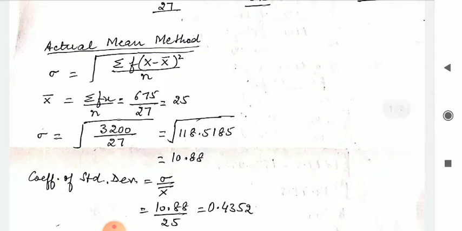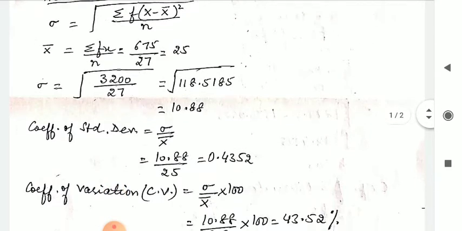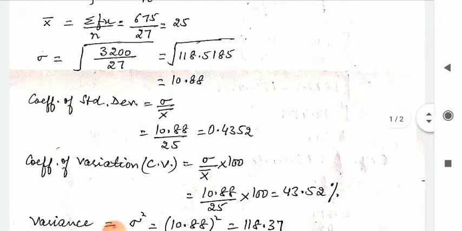Along with this, we can also calculate coefficient of standard deviation. Now coefficient of standard deviation, its formula is standard deviation divided by mean. So we have already calculated standard deviation and mean. Putting the values, we get 10.88 divided by 25, which is equal to 0.4352. Next we can also calculate coefficient of variation CV, which is equal to standard deviation over mean into 100.